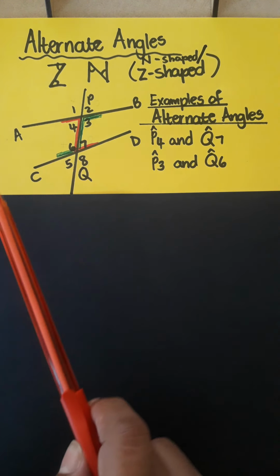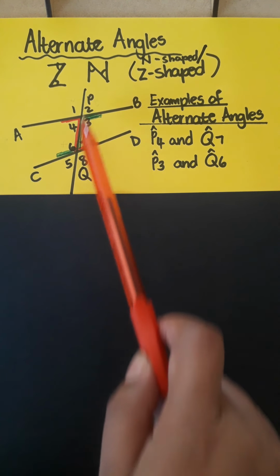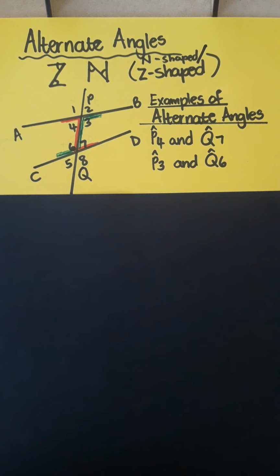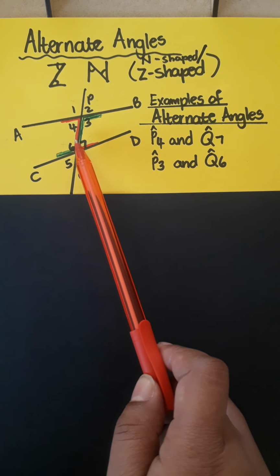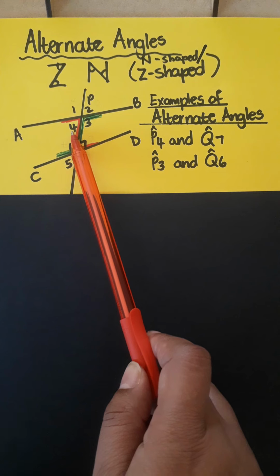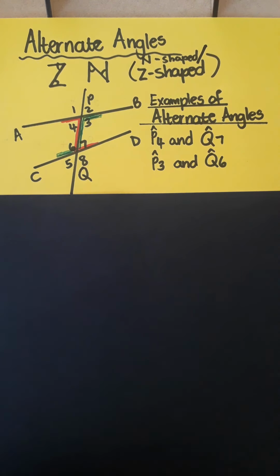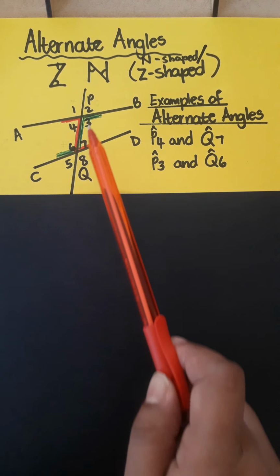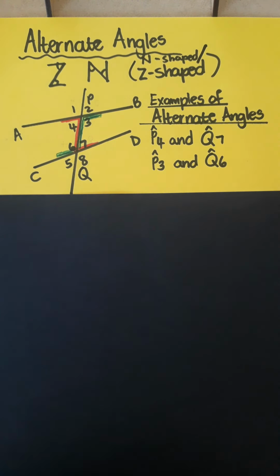What we are saying is that between the two lines, and on either side of the transversal, alternate angles are formed, which look like a Z shape or N shape. We are also mentioning that in this example P4 and Q7 are known as alternate angles. P3 and Q6 are alternate angles.